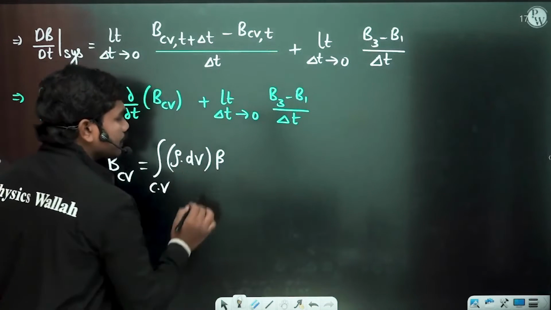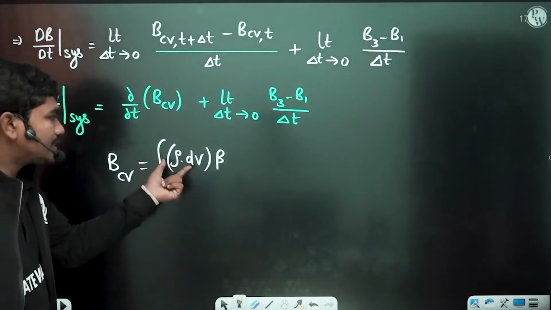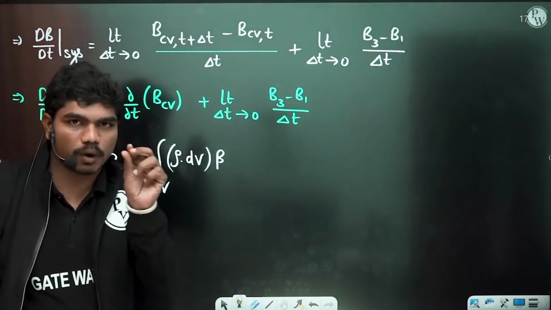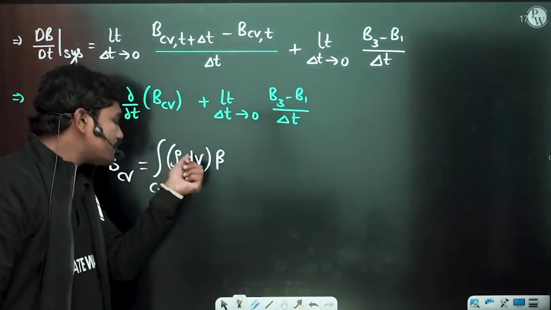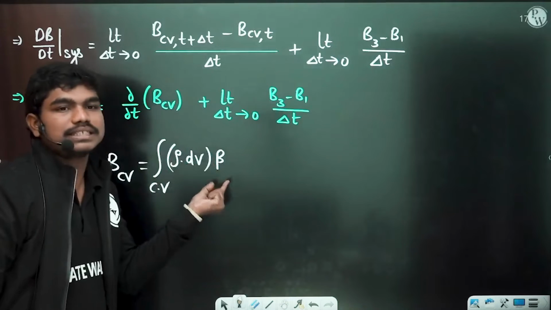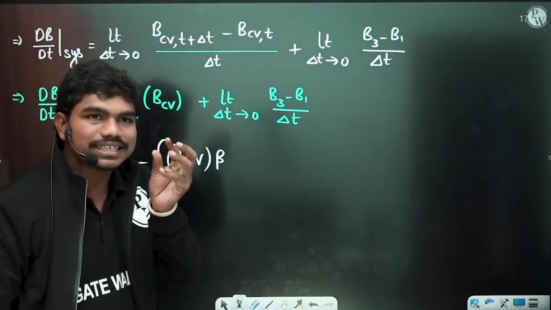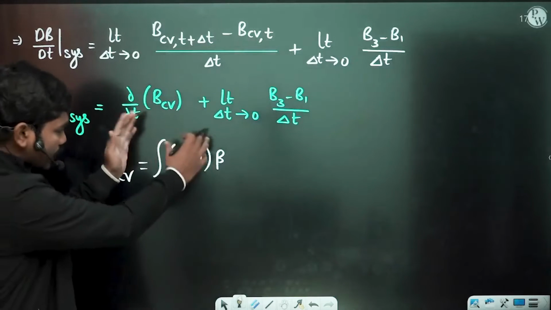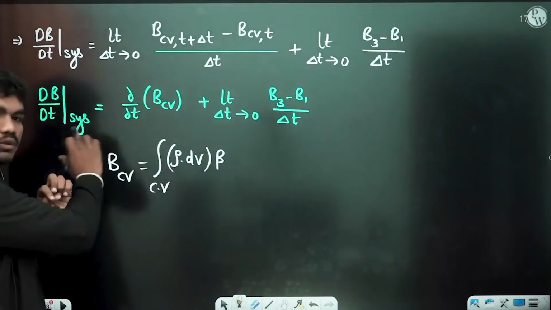So please tell me, can I write this? Rho dV is the small mass that is existing, meaning in the control volume you have taken some small mass. This rho into dV gives you the small mass, and this small mass into the property per unit mass gives you the property which exists in the small amount of space that you have considered. So if you integrate it, you will get the total property of this control volume, correct?